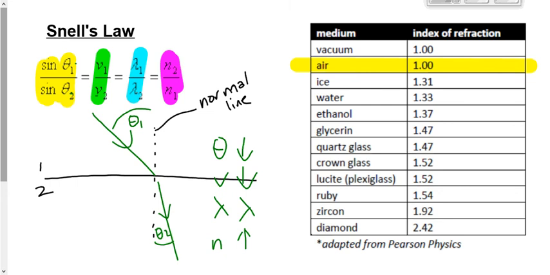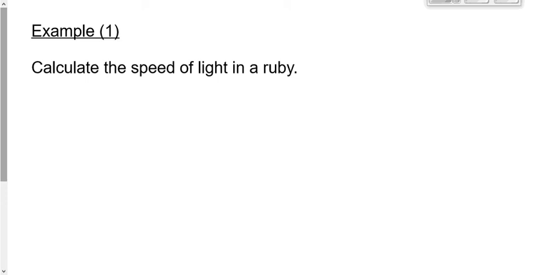Okay, I want to do 2 questions here. One question is pretty straightforward. The other question is a little bit tougher, but for the most part, I think you're going to find that they're both relatively straightforward here. Here's the first one. Calculate the speed of light in a ruby.